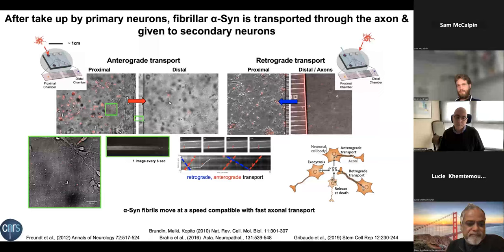With Michel Braik, we showed that this anterograde and retrograde transport is compatible with fast axonal transport. So we believe that these aggregates are bound, either within vesicles or outside vesicles, to molecular motors, dyneins and kinesins, and they are moving along the microtubule network. To schematize this in a different way, what we believe is that these aggregates, when they are forming in a cell, eventually dying, or after export from cells, can bind to the cell body or to the axon and be transported either anterogradely to the axon or retrogradely from the axon to the cell body.